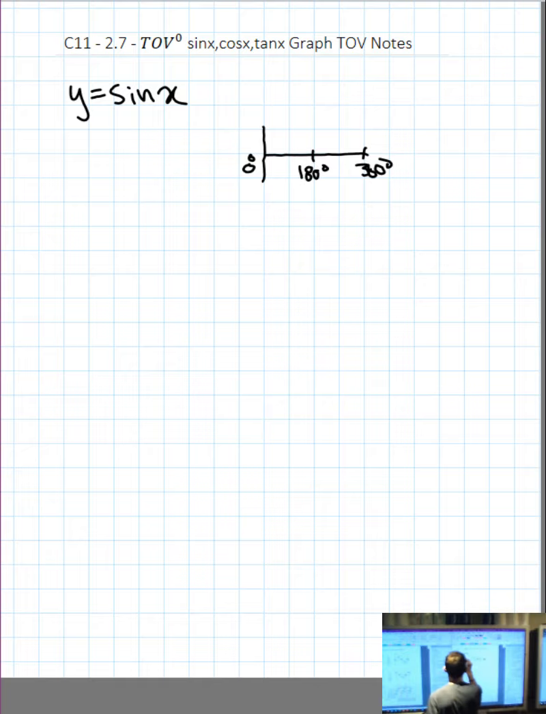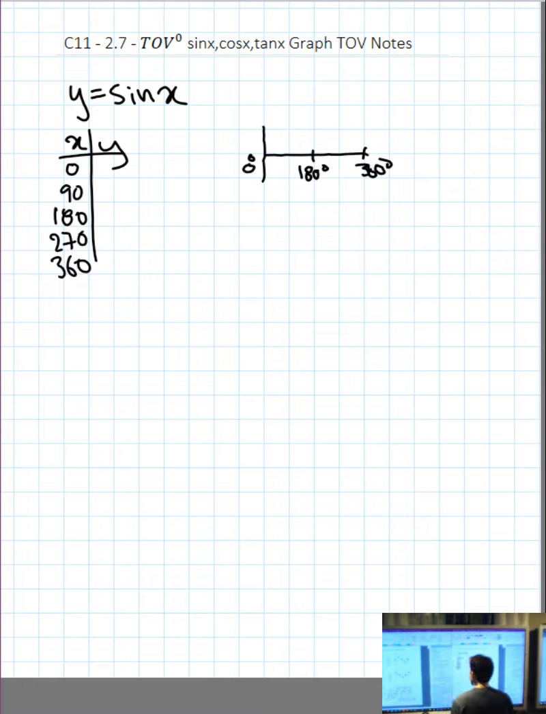Okay, so I said we're going to make a table of values, so let's do that. So we've got x and y. We're going to choose angles for x like 0, 90, 180, 270, and 360. And then we're going to use our definition of sine theta. Sine theta is equal to the y value of the unit circle.